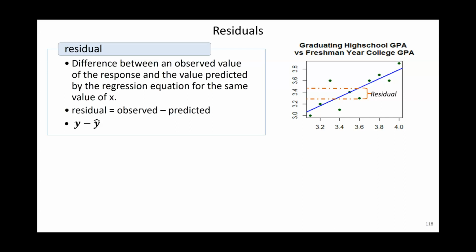So a residual is going to be the difference between what was actually observed and what was predicted by the line. So the number of residuals is going to equal the number of observations in your data set. For my high school example, I had 10 students, so I'll have 10 residuals. Here is what the line predicted a 3.6 high school GPA student would have in college, and here's the point that we actually observed. We have to take that distance. So y is what was observed minus y hat, what was predicted by the line.